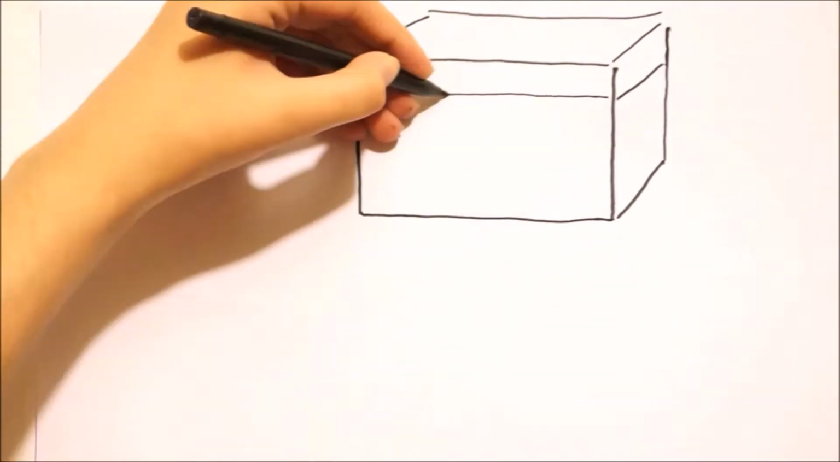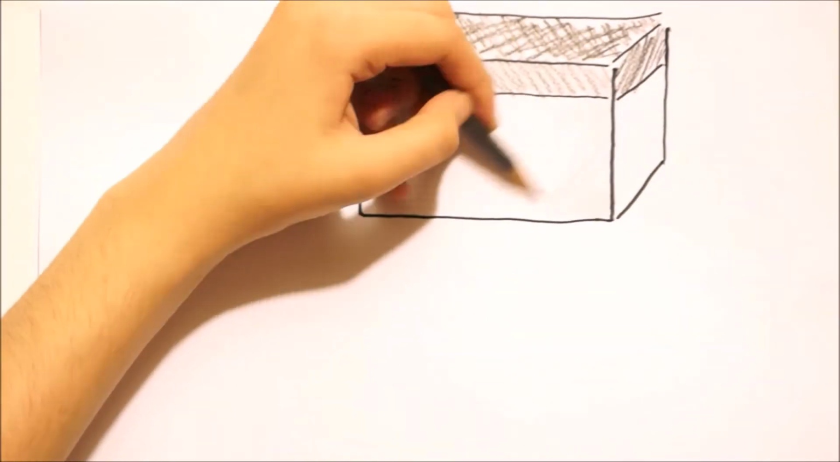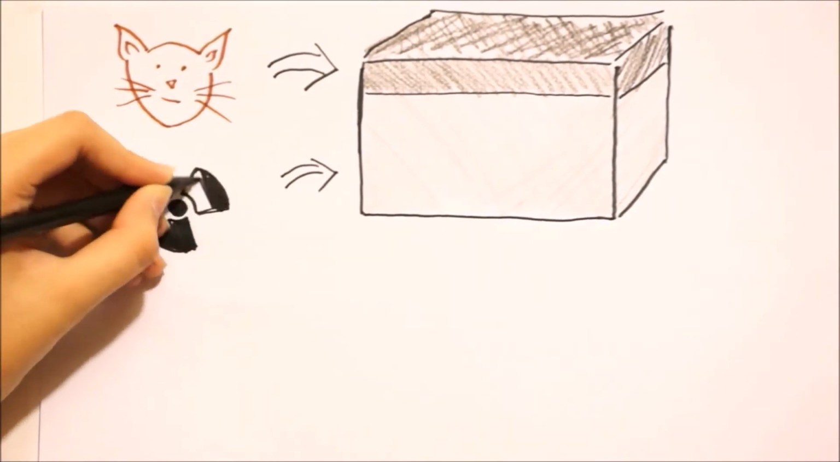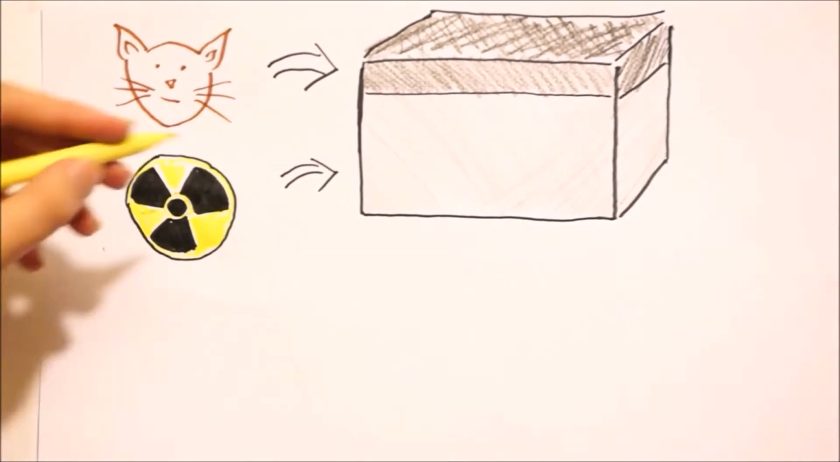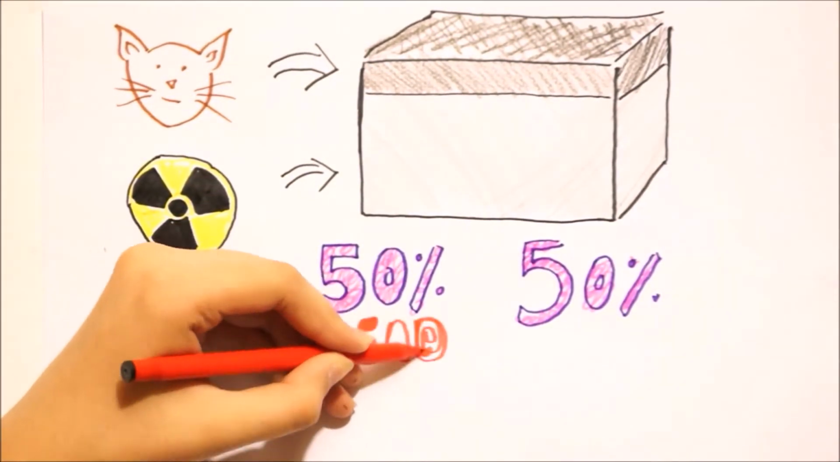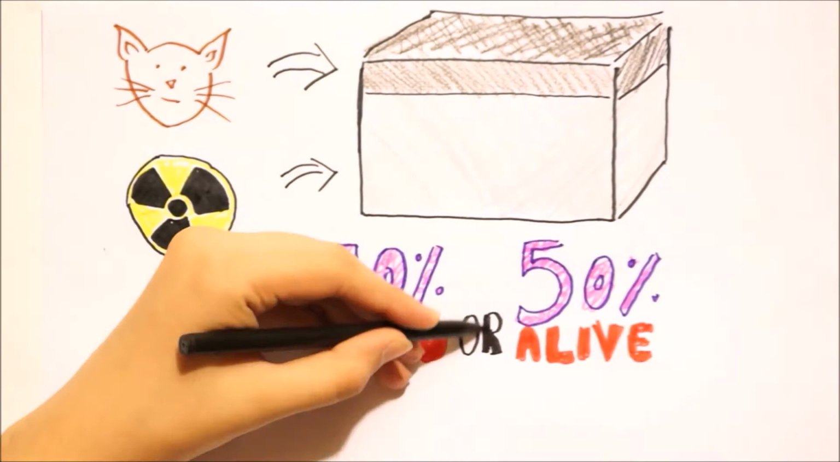Let's do a thought experiment. I'll put my cat in a steel chamber along with a radioactive device. That's probably a bad idea. My cat has a 50% chance of either dying or surviving. Unless I check the box, I can't really know its state.